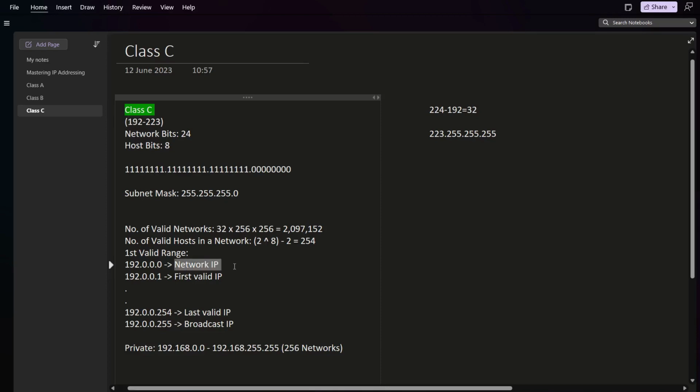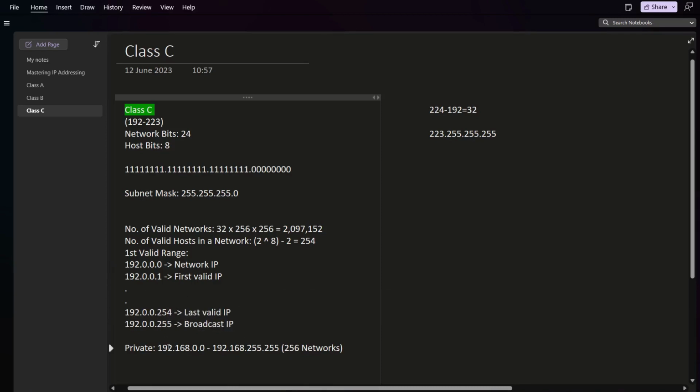The first valid range of class C starts from 192 itself, 192.0.0.0, which is used for the network IP. The next IP will be used as the first valid IP, which can be assigned to any host in this range, that is 192.0.0.1. We only have the last octet for the host, so we will only change those host bits for the range. So 192.0.0.254 will be the last valid IP, which can be assigned to the last host, and 192.0.0.255 will be the broadcast IP in usual cases.